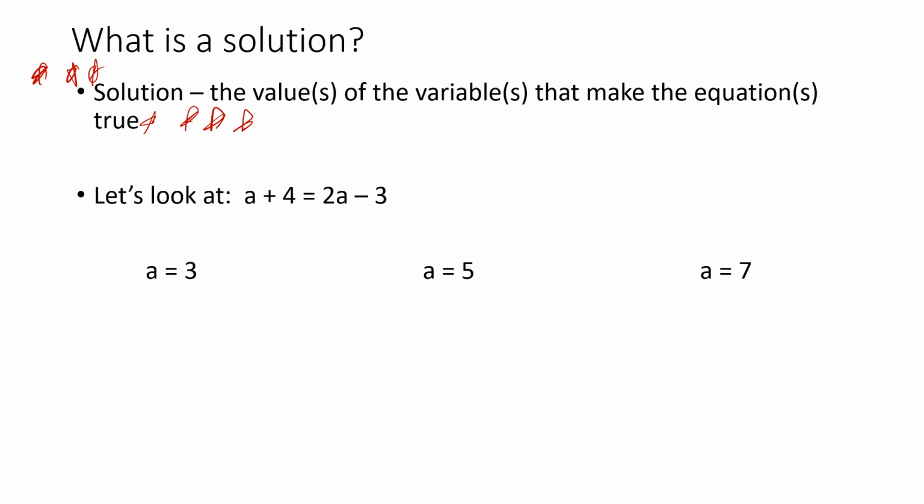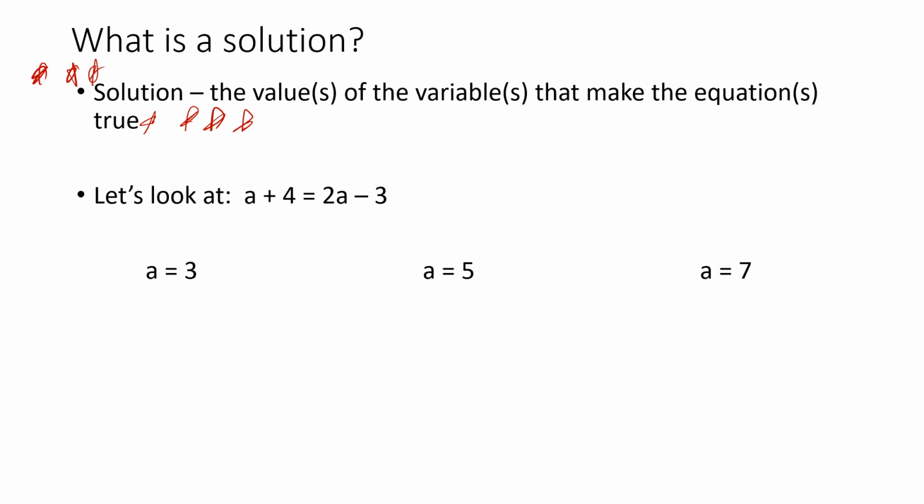So we're going to look at one of those examples. We're going to look at a + 4 = 2a - 3. And we haven't done any algebra at this point to figure out what the solution is. That is coming very, very soon. This is just a problem where you've been given 3 numbers and you're just asked, is this number a solution? Meaning, does this value for a make the equation true?